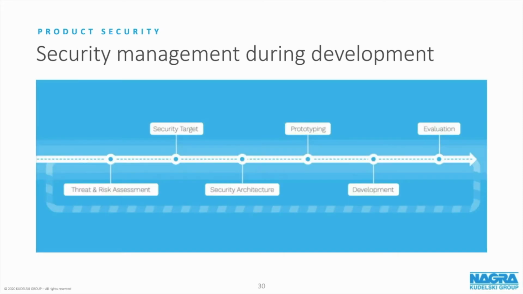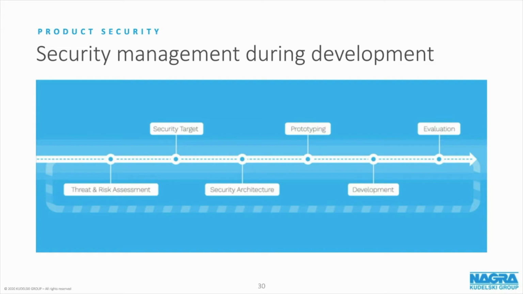So typical security management during development could look like this, starting with a threat and risk assessment, moving on to build and decide on the target of security that you want for your product. And those tools will help you build the architecture for your product. You may want at this point to prototype certain concepts or technologies, just to make sure that the development teams do not hit a roadblock. And then you can move on and develop and obviously evaluate at the end.